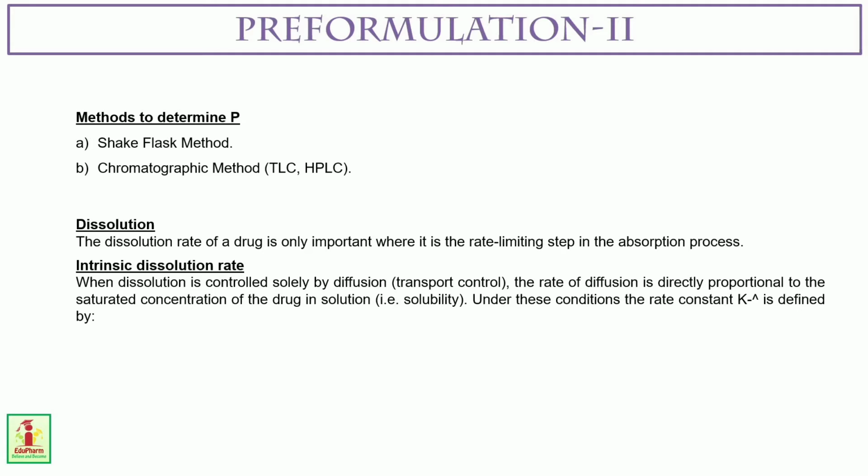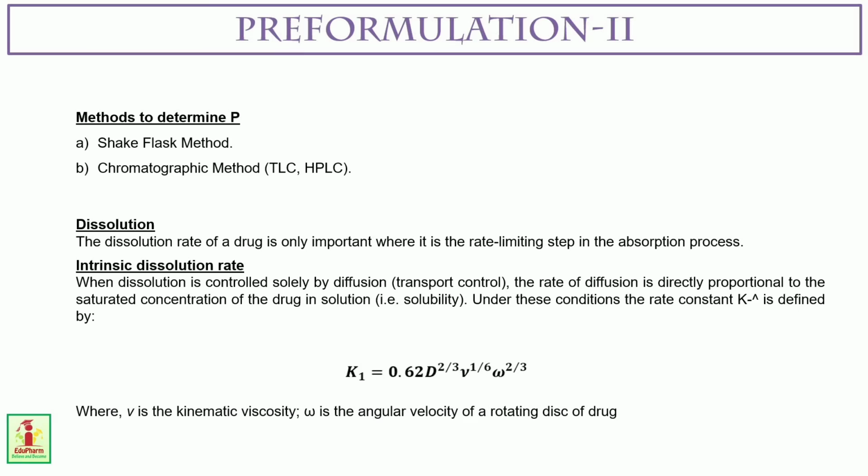Intrinsic dissolution rate is when the dissolution is controlled solely by diffusion, that is transport control. The rate of diffusion is directly proportional to the saturated concentration of the drug in solution, that is solubility. The equation goes as follows, where K1 equal to 0.62 D to the power 2/3, V to the power 1/6 and omega to the power 2/3, where V is the kinematic viscosity, omega is the angular velocity of the rotating disk of the drug.